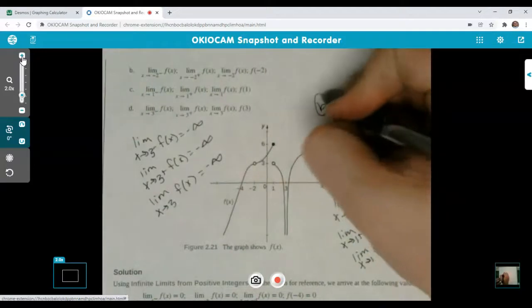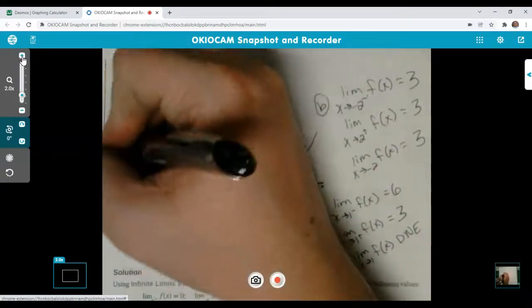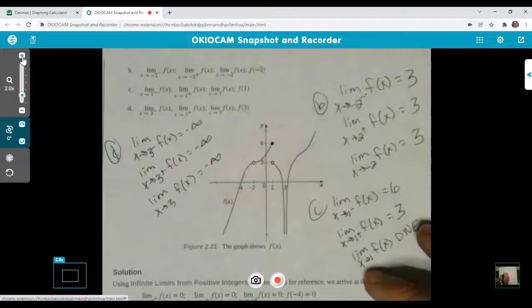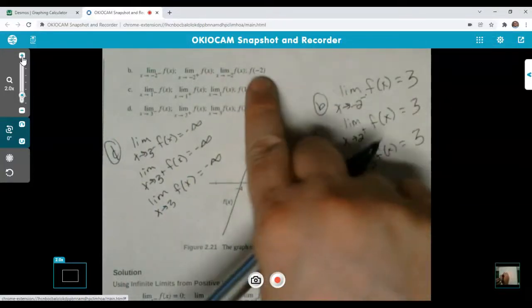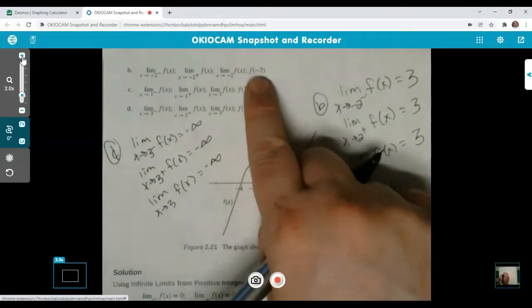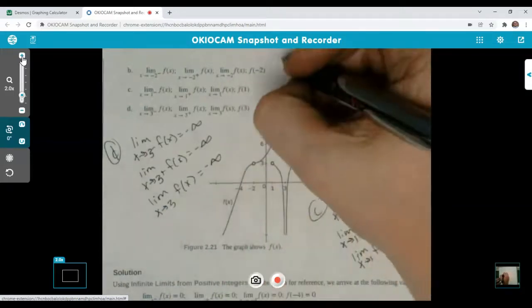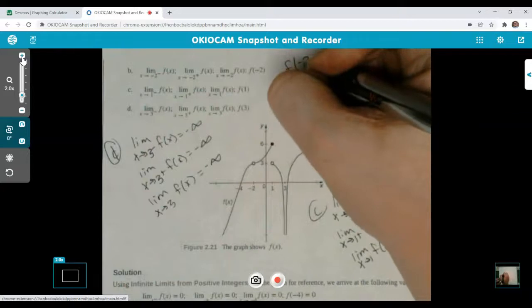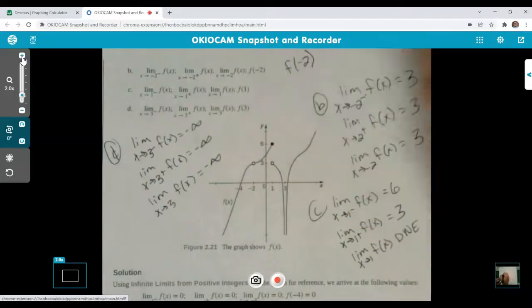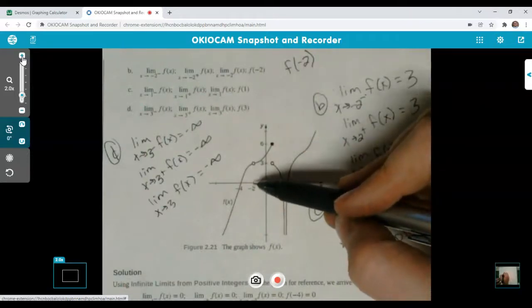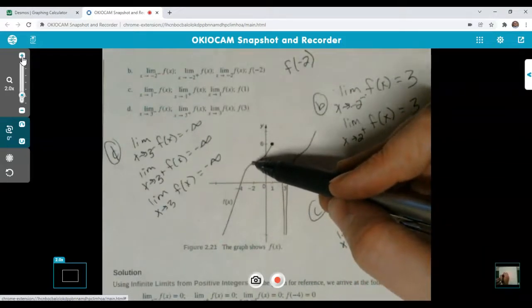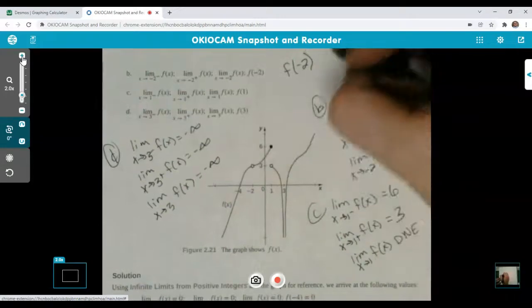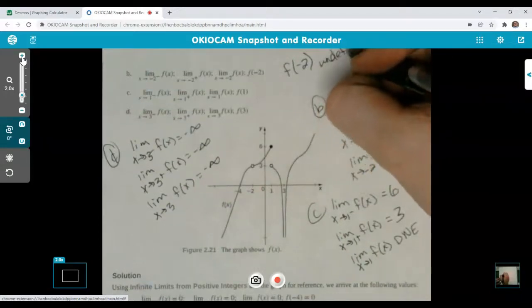Sorry, this was part B, this is part C, this is part D. I just found room wherever I could make it fit. I'm realizing now I did skip a part. F of negative 2. So I'm going to look and see what the y value is at x equals negative 2. Negative 2 is right here. The graph looks like it's right there, but there's not actually a point there, right? So that is undefined because there's no point there.